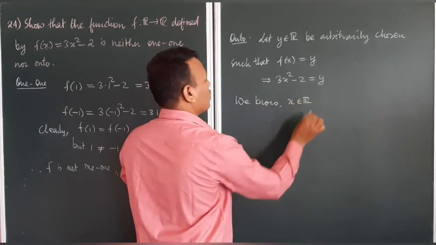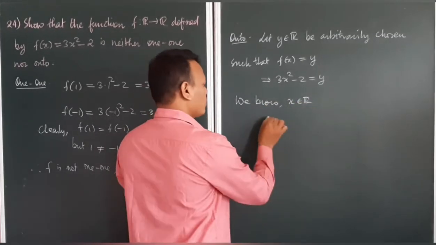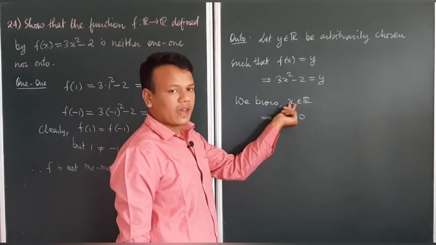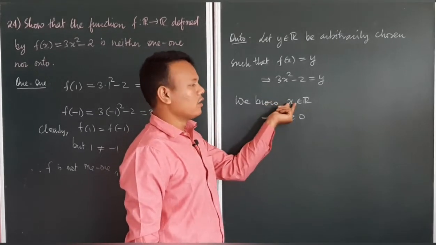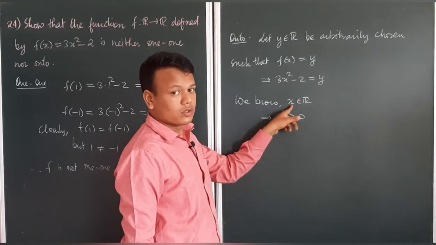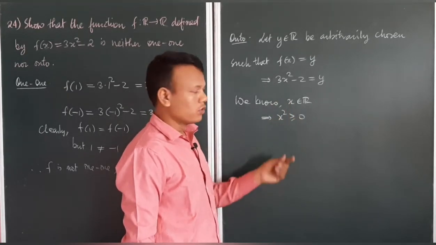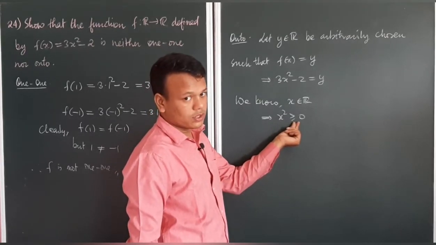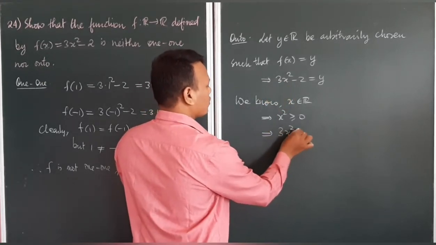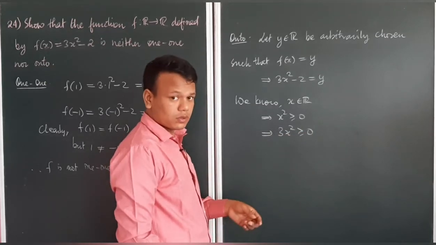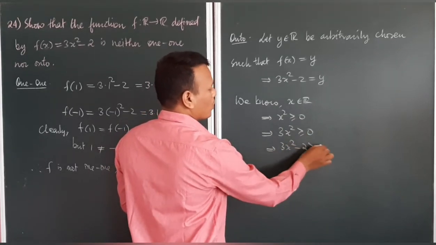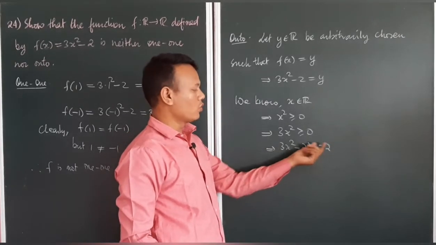Now we know x belongs to R. So if x is a real number, then x square is always positive or equal to 0. If you choose any value for x from the real line, its square will be positive, or if I choose x equals 0, because 0 is also a real number, then x square will be 0. So x square is greater than or equal to 0. We have 3x square, so let's multiply with 3: 3x square is greater than or equal to 0. But here we have minus 2 as well, so 3x square minus 2 is greater than or equal to minus 2, subtracting 2 on both sides.